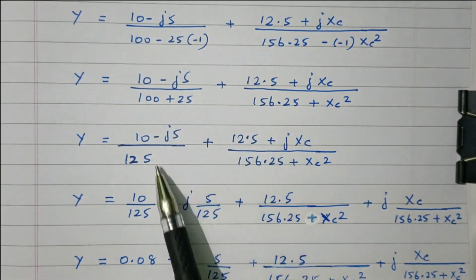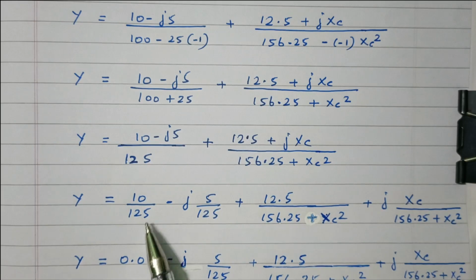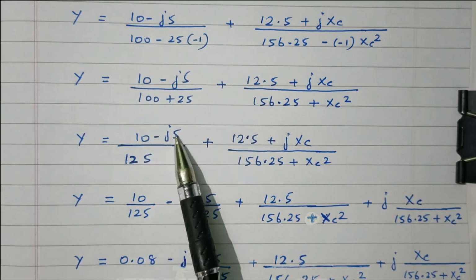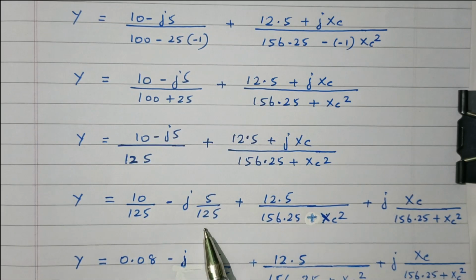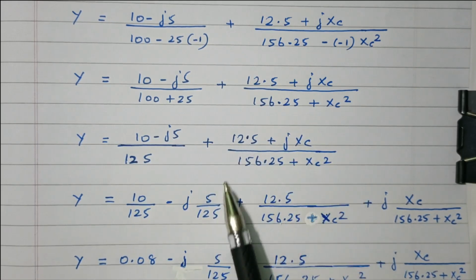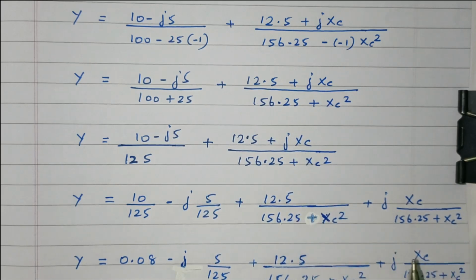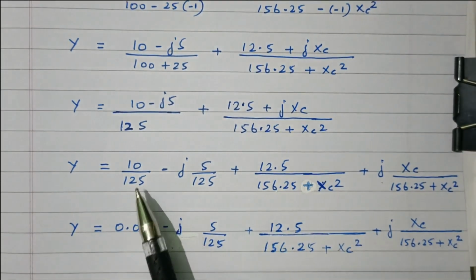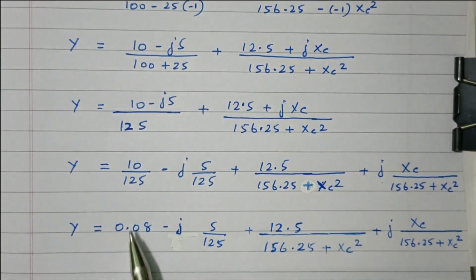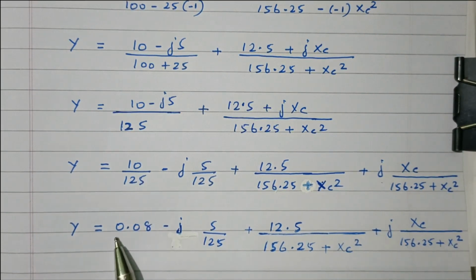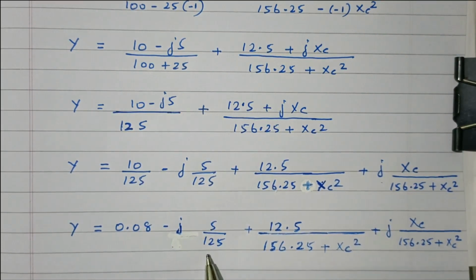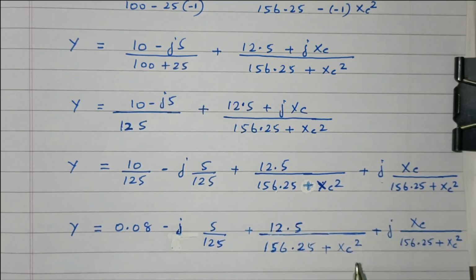Now we'll split the terms. 10 divided by 125, minus j into 5 divided by 125. Similarly 12.5 divided by this term, plus jXc divided by this term. These two are real terms. The term containing j is the imaginary term, that is the reactive part. Now these terms are written separately and simplified. 10 divided by 125 is 0.08, minus j 5 by 125, plus these two terms.